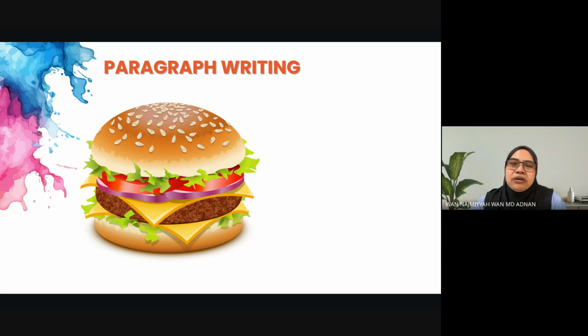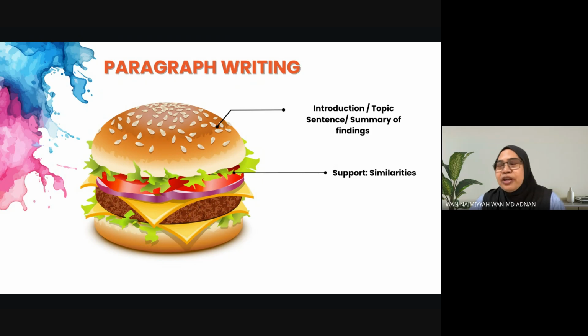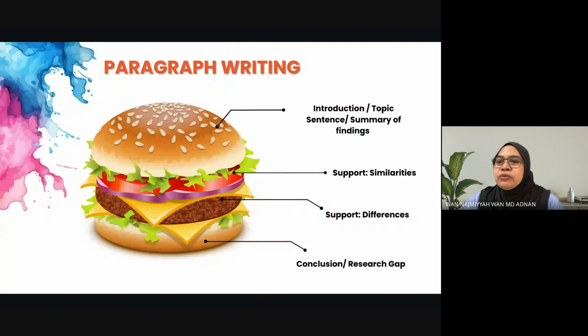So paragraph writing or academic writing looks more like a burger, whereby, like I said, the first part is always the introduction. The second part is what we call the support, the details that you are going to elaborate on. In a paragraph, for example, the first sentence is what is known as the topic sentence, or the summary of your findings. It depends how many paragraphs you are going to write. In the middle part, as you can see, there are burger patties, cheese, lettuce, tomatoes. Those are the supporting details of any paragraph. And the last one is what we call the conclusion, whereby you write the research gap.